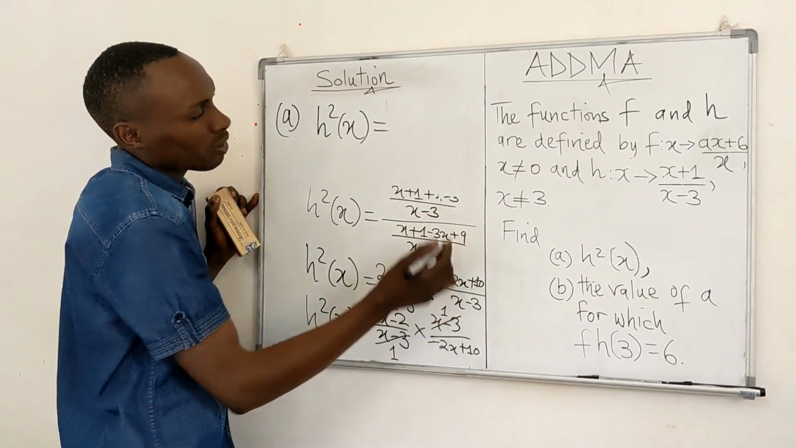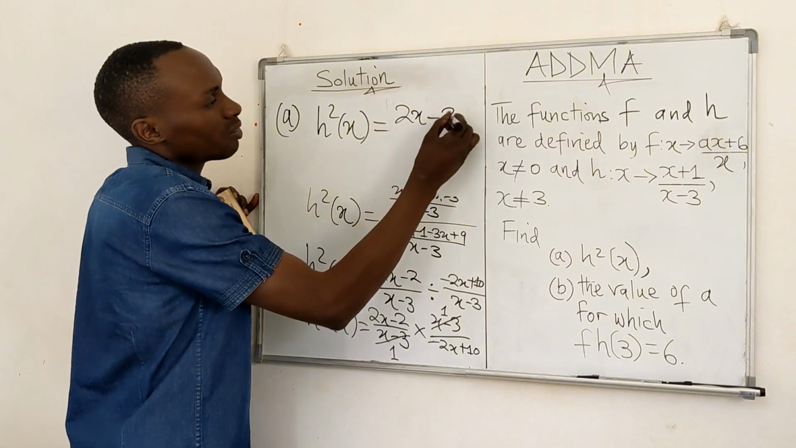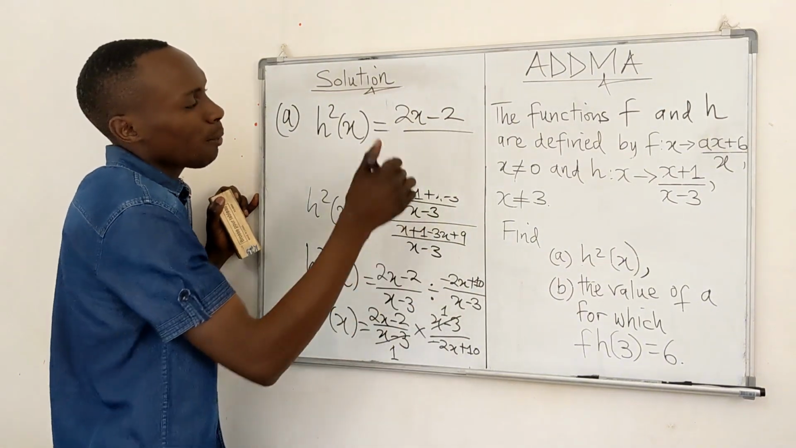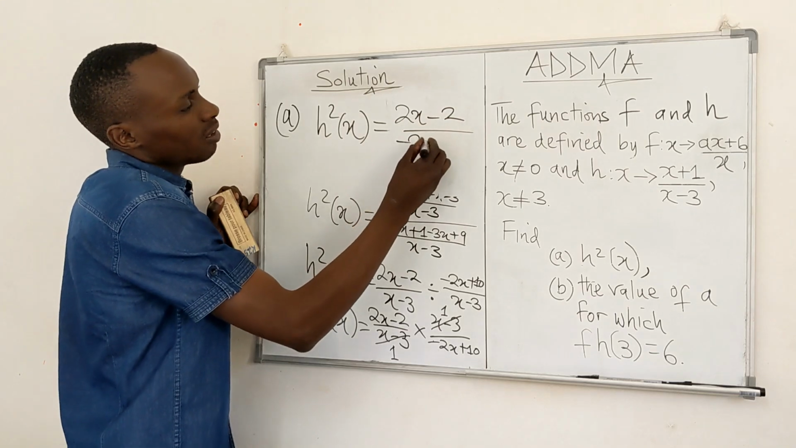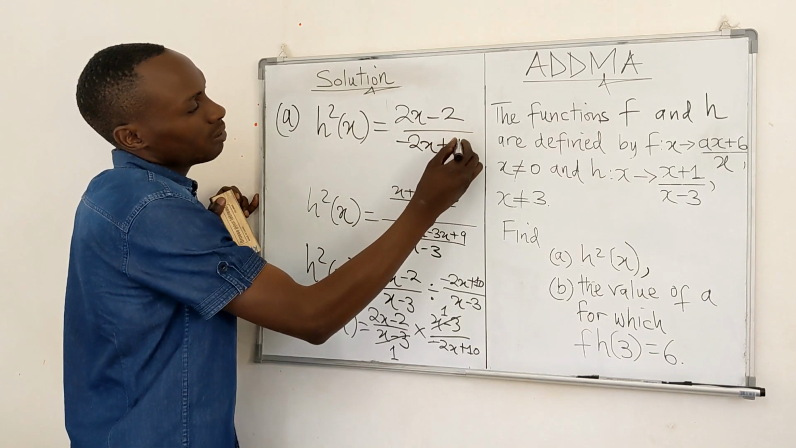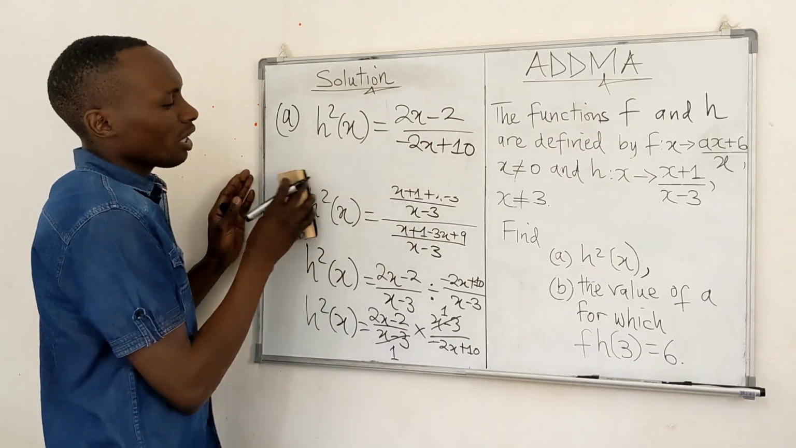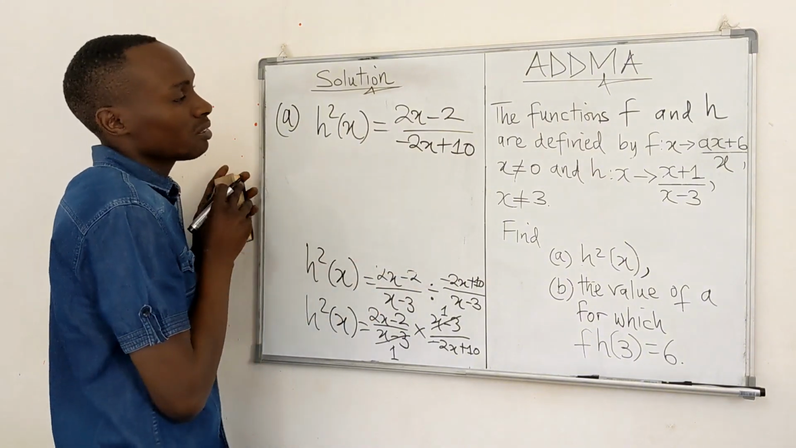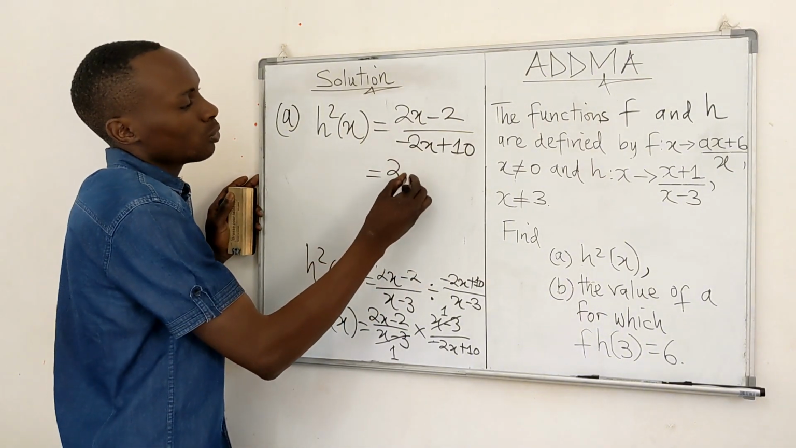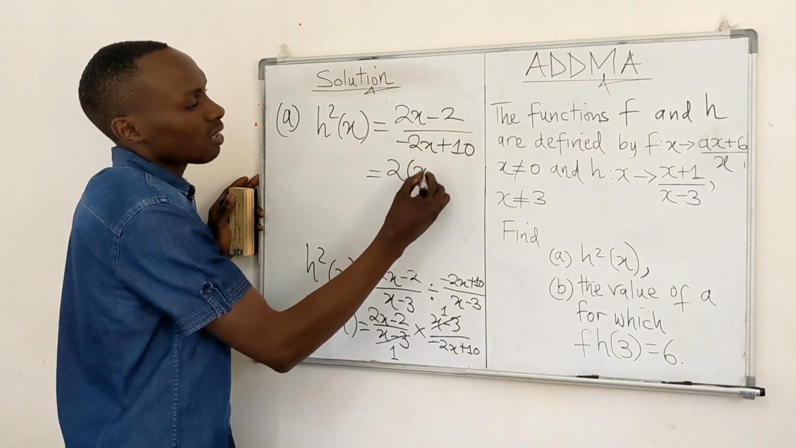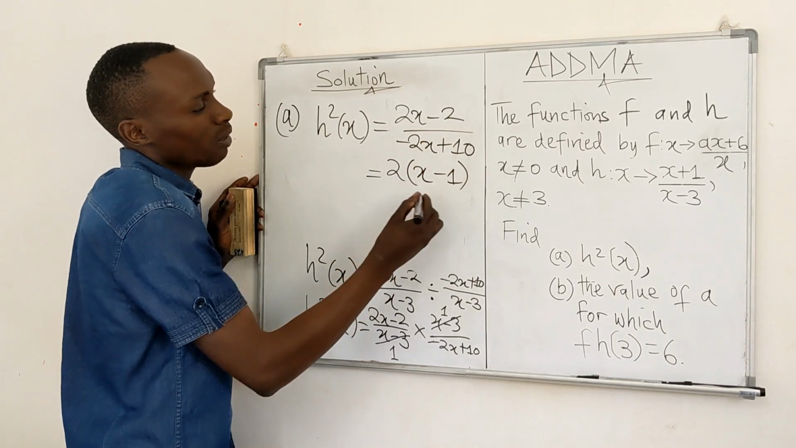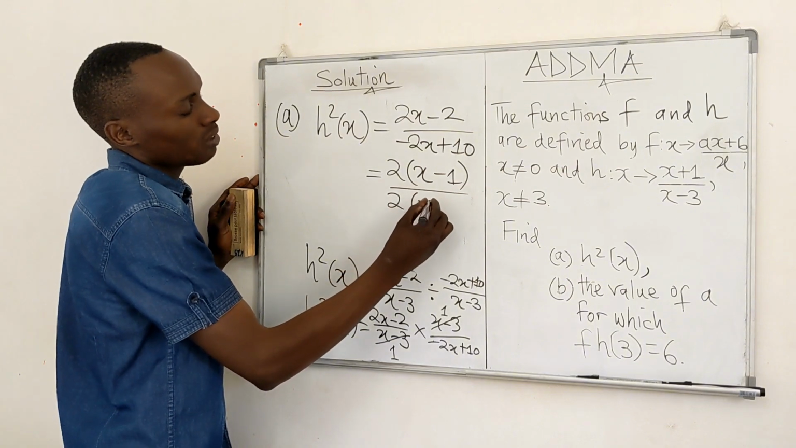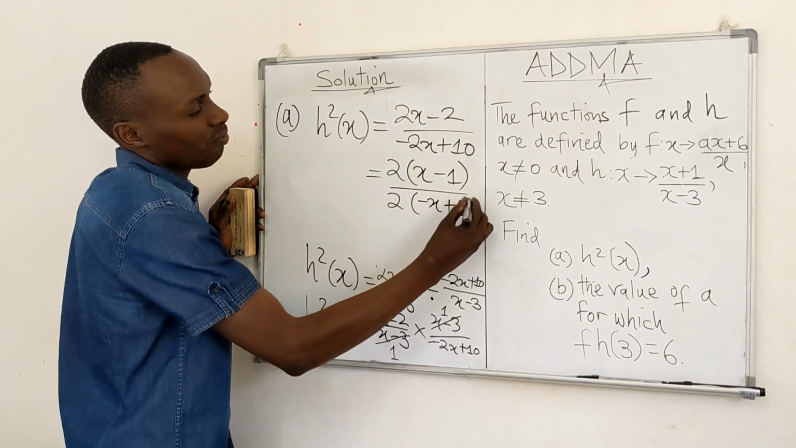So what we are getting is the following. 2x - 2 times 1, this gives 2x - 2, over 1 times negative 2x + 10. This gives negative 2x + 10. Then we can factor out what is common on top and below, that is 2. So factoring out 2 leaves us with (x - 1) in brackets here. And then below, factoring out 2, we'll get (-x + 5).